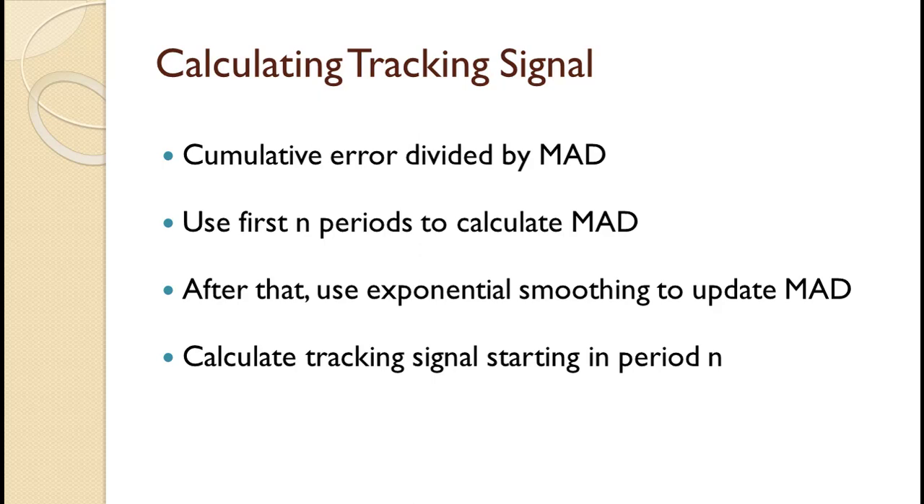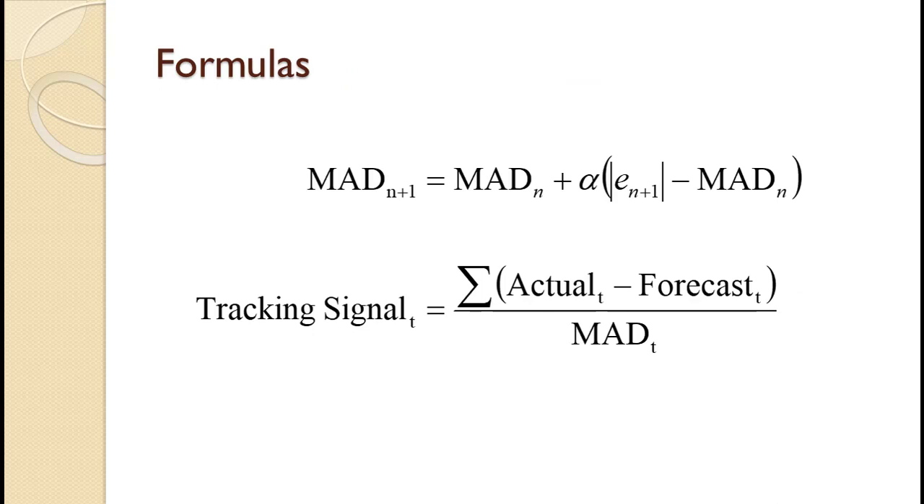Once we have the MAD for period n and beyond, the tracking signal is computed starting in period n using the tracking signal formula. So, what varies with the Stevenson approach is just how the MAD is calculated. The MAD for the first n periods is calculated using the standard approach. After that, it is updated for each period using the formula shown on the slide. The tracking signal formula from the introductory tutorial is shown below that.